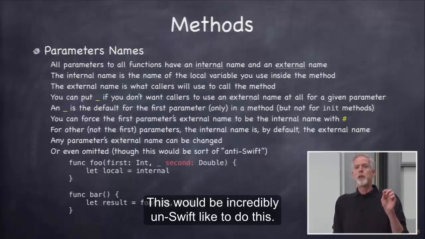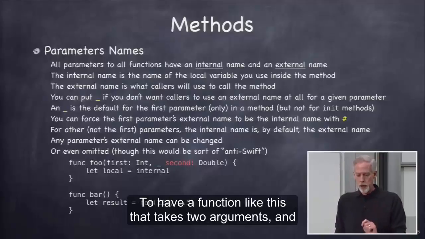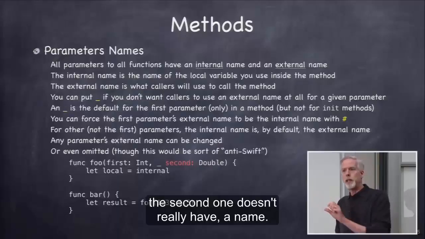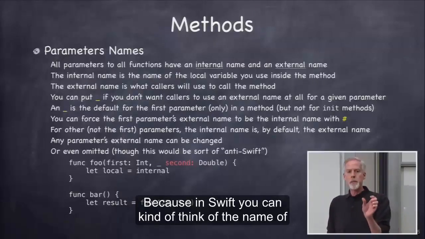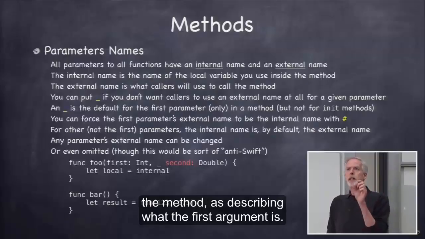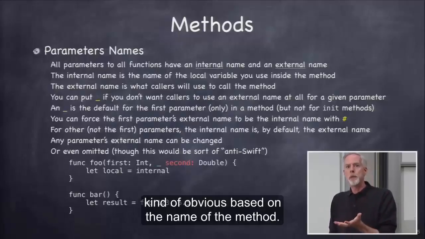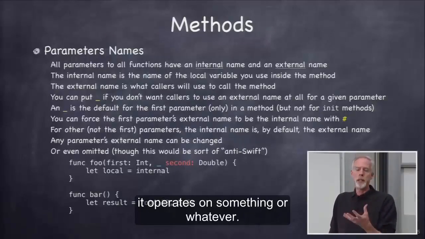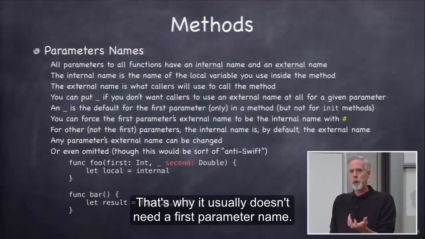This would be incredibly un-Swift-like, to have a function that takes two arguments and the second one doesn't really have a name. Because in Swift, you can kind of think of the name of the method as describing what the first argument is. The first argument to your method should always be kind of obvious based on the name of the method, because the method does something, it operates on something. That's why it usually doesn't need a first parameter name.